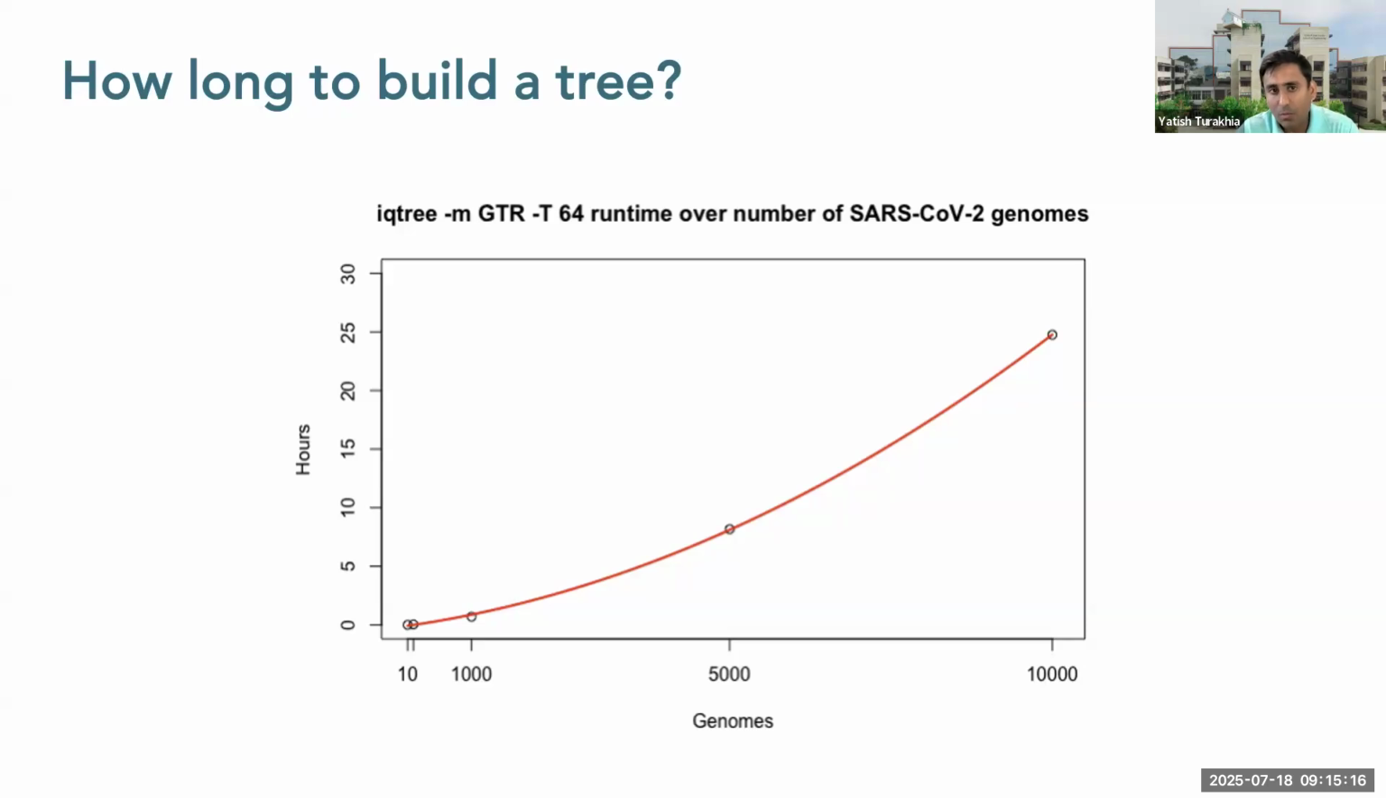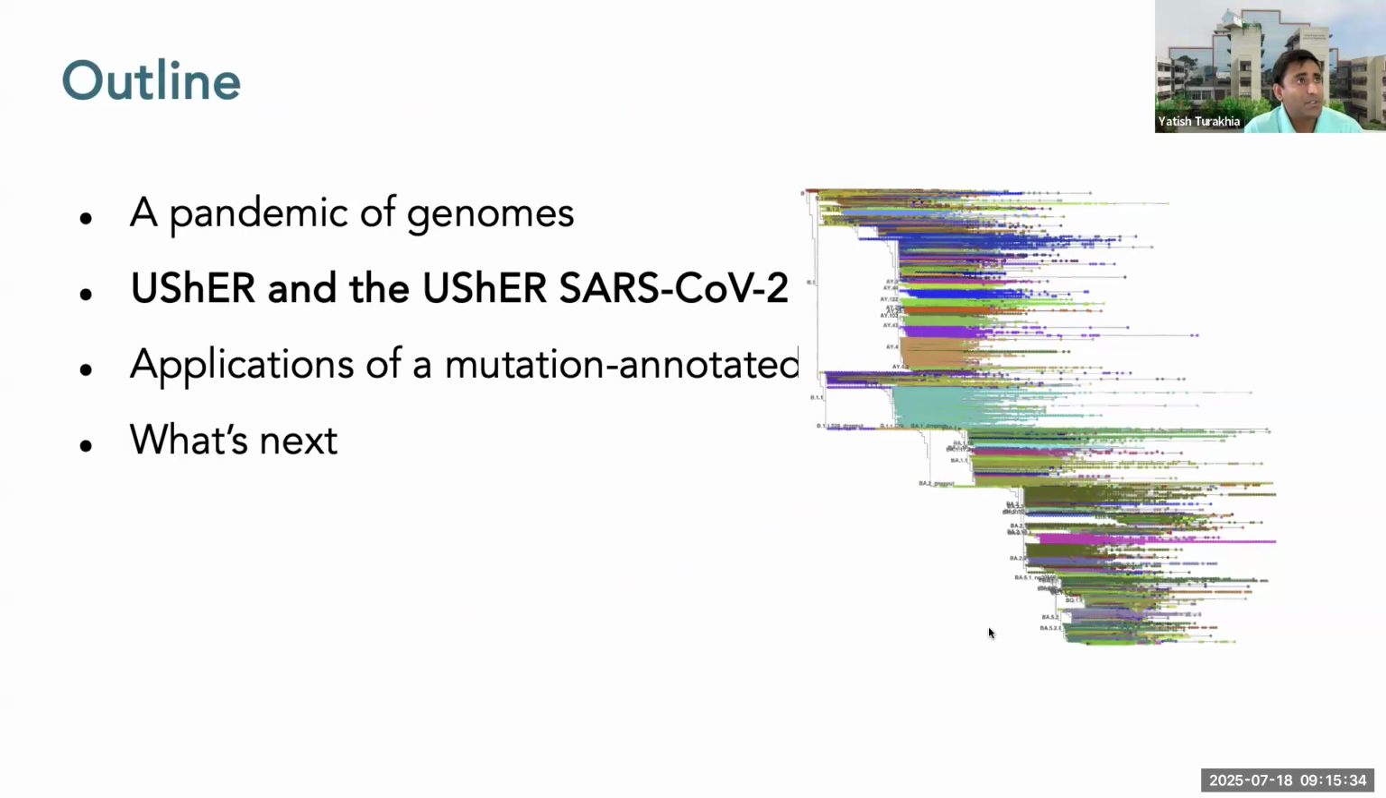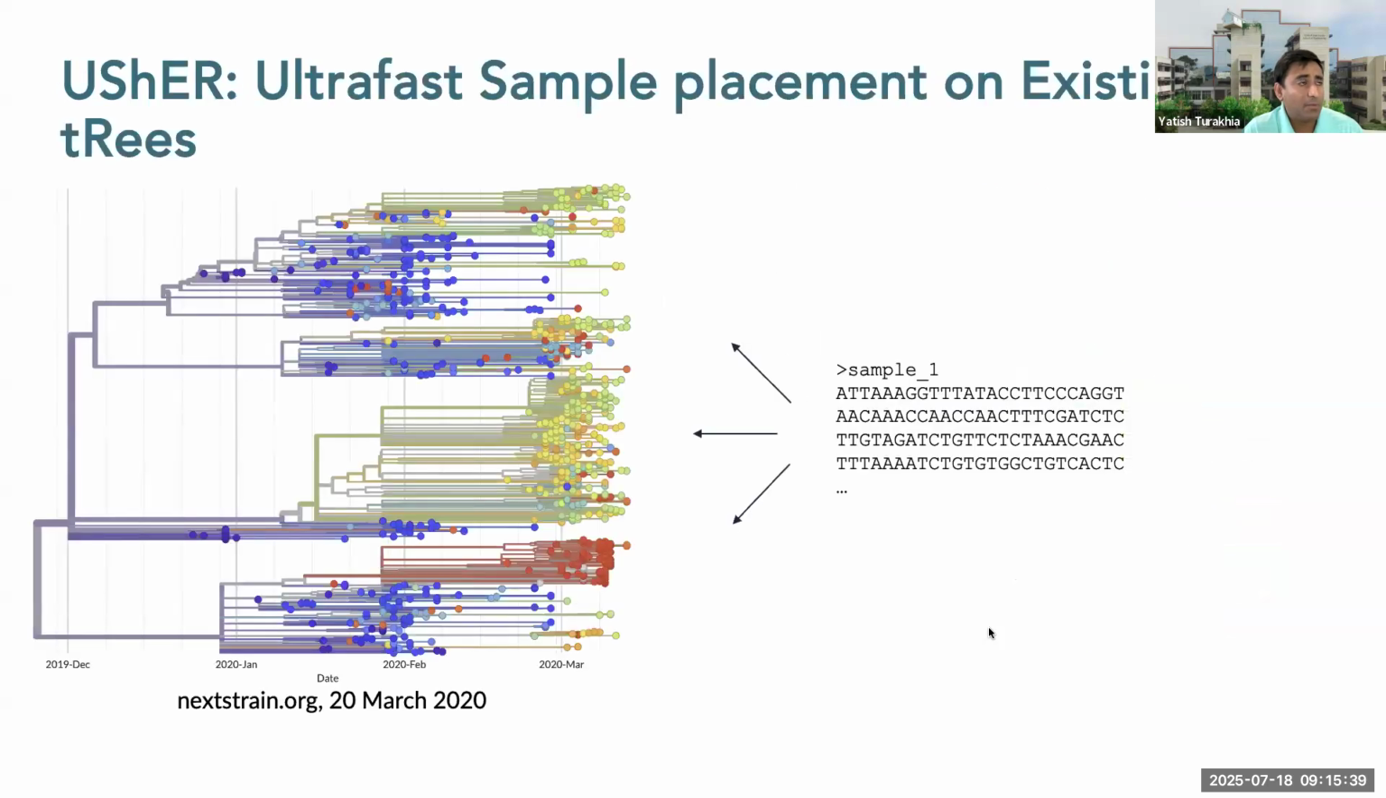Later I'll tell you why we wanted to build comprehensive trees rather than just subsample and build trees for a smaller number of sequences. Those kinds of aspects I'll cover later. But for now, I'll just say that it is important to build trees which comprise all sequences that are available, right? So for that, we built our tool called Usher. And I'll now tell you what Usher essentially does.